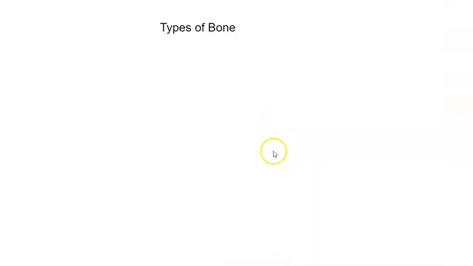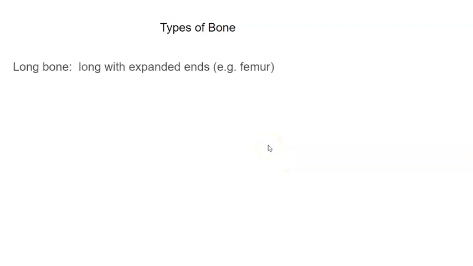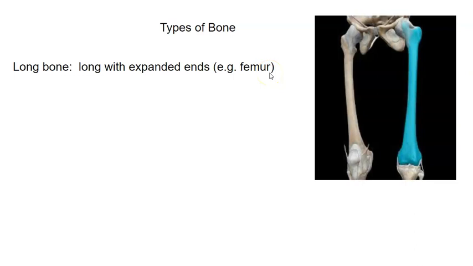All right, let's look at some basic bone types. We have long bones, which, just like their name suggests, are long. For example, the femur. Here's a femur. And I noted in the definition, there are expanded ends. So here we see an expanded end. At the other end, it's also expanded. So this is a long bone.